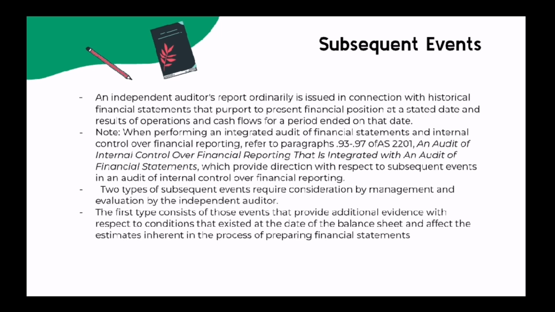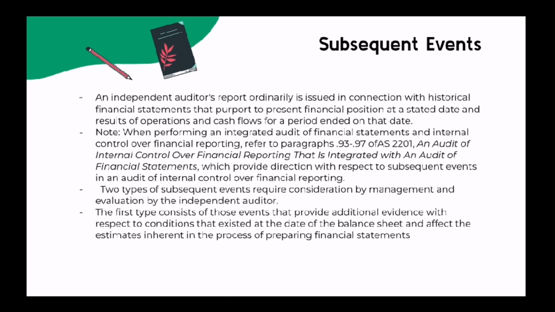Note: when performing an integrated audit of financial statements and internal control over financial reporting, refer to paragraphs .93 to .97 of AS 2201, An Audit of Internal Control Over Financial Reporting That Is Integrated with An Audit of Financial Statements, which provide direction with respect to subsequent events in an audit of internal control over financial reporting.